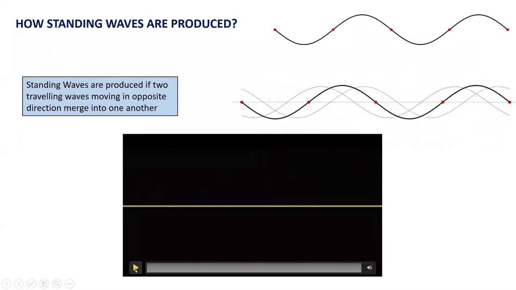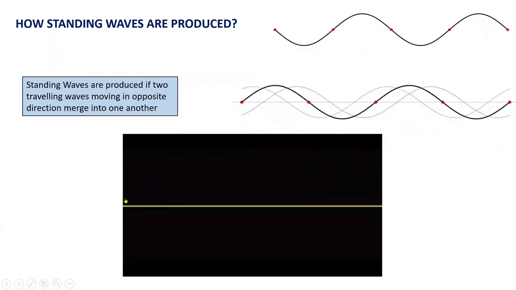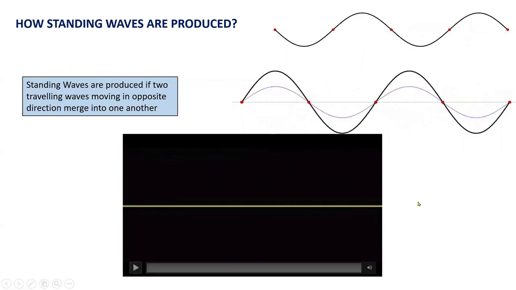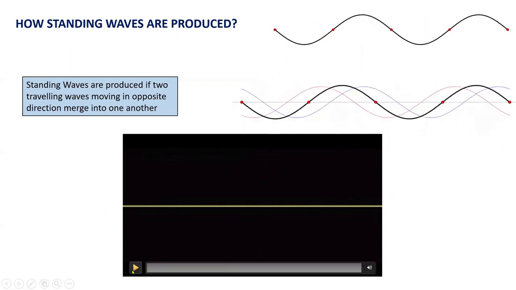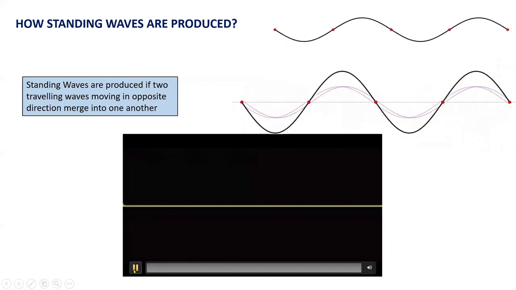All right, so now let's have a look at this animation. In this, you will be able to see one wave will come from the left-hand side, another wave will come from the right-hand side, and notice how they merge into one another to produce a standing wave. Watch this.